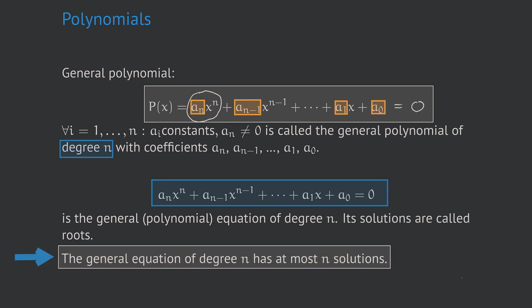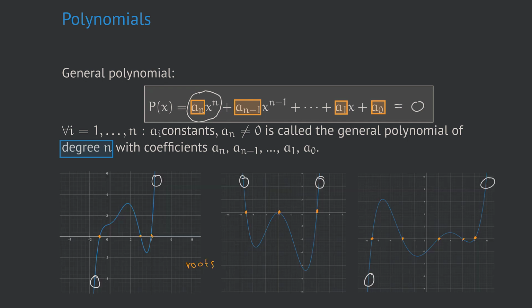Regarding polynomial equations of degree n, there's one important fact, namely, the general equation of degree n has at most n solutions. That means a polynomial of degree n cannot have more than n roots. That means that the polynomial which has this graph must be at least of degree 3, because it has 3 roots. Similarly, this polynomial must be at least of degree 3.